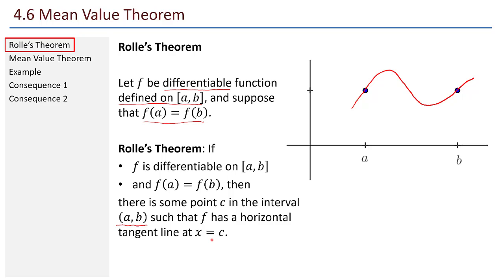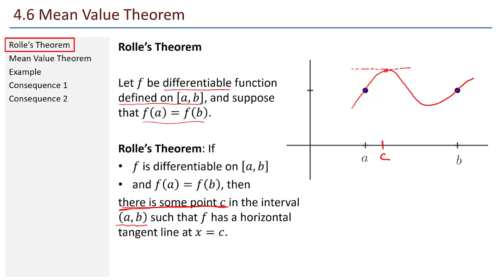So what does that mean? So there's some point c strictly in between a and b where f has a horizontal tangent line at that c. And so that actually happens right here. You can see there's a horizontal tangent line right at the top of the hill. And so that might be one of my c values. It just says that there is some point c. There might be several points.